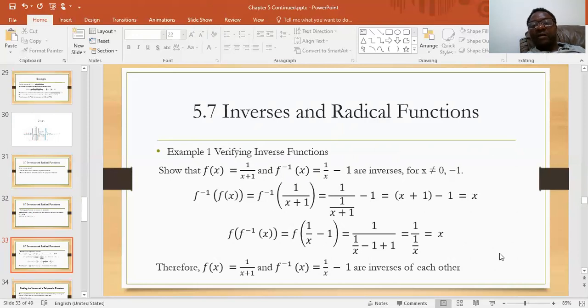Realize here that the domain of f is all real except at -1, and the domain of the inverse is all real except at 0. So f inverse of f of x will be f inverse of 1 over x plus 1. Replace it in the function f inverse, and we will get x. And now we do the other side, f of f inverse of x: replace f inverse of x in the expression of f of x, and then we will get x. So both functions are inverses of each other. And for that reason, they are both one-to-one functions.